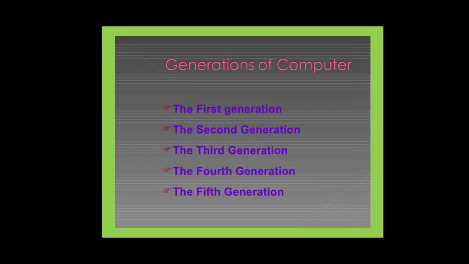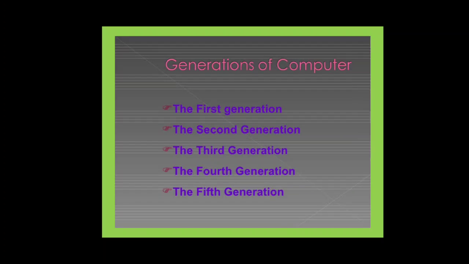And here comes the generation of computers. Already we have seen the tree diagram of the various categories of computers we have, and the next category will be on the basis of generations. Here we have five generations: the first, second, third, fourth, and fifth generations. Let us talk about the first generation now.